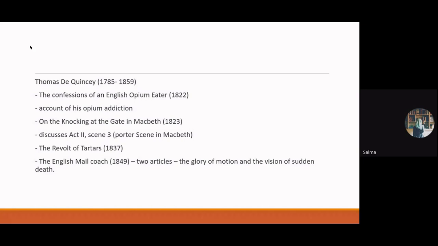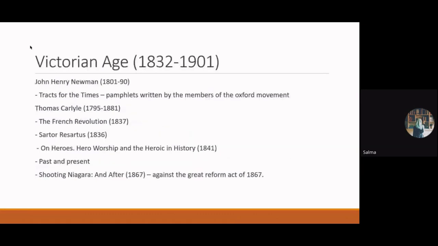And this English Mail Coach has 2 articles, I mean, two divisions. The first is The Glory of Motion, and the other is The Vision of Sudden Death. Okay, that is The English Mail Coach. This was once asked in NET.